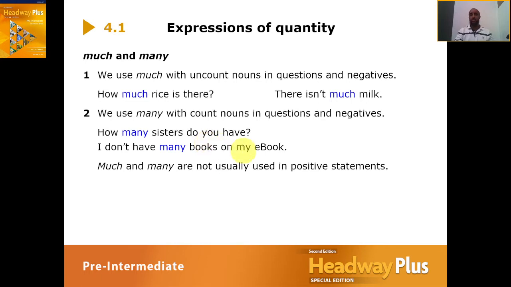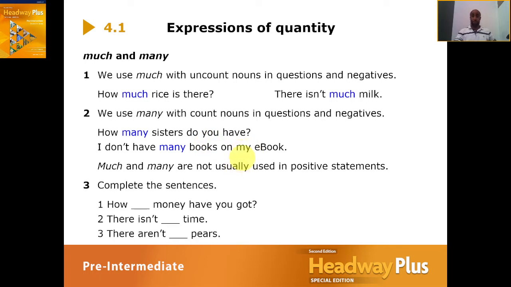All right, guys. Here's an exercise for us to practice quickly. Here we have how, and then the noun money. The first thing we have to decide is whether the word money is countable or uncountable. We can count the currency: I have $1, $2, $3, $4. But money as a subject, we can't count it. So we should say how much. We use the word much for that.